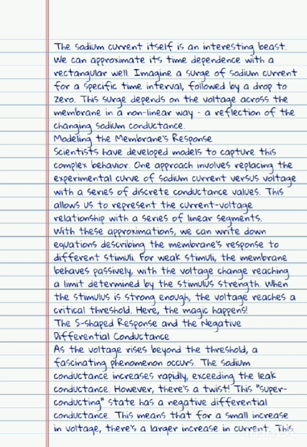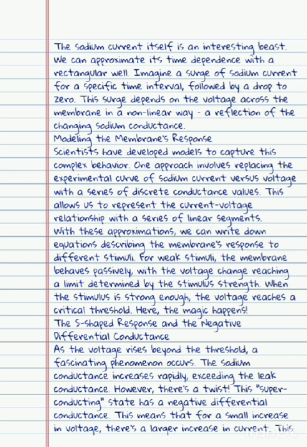One approach involves replacing the experimental curve of sodium current versus voltage with a series of discrete conductance values. This allows us to represent the current-voltage relationship with a series of linear segments. With these approximations, we can write down equations describing the membrane's response to different stimulation. For weak stimuli, the membrane behaves passively, with the voltage change reaching a limit determined by the stimulus strength. When the stimulus is strong enough, the voltage reaches a critical threshold.